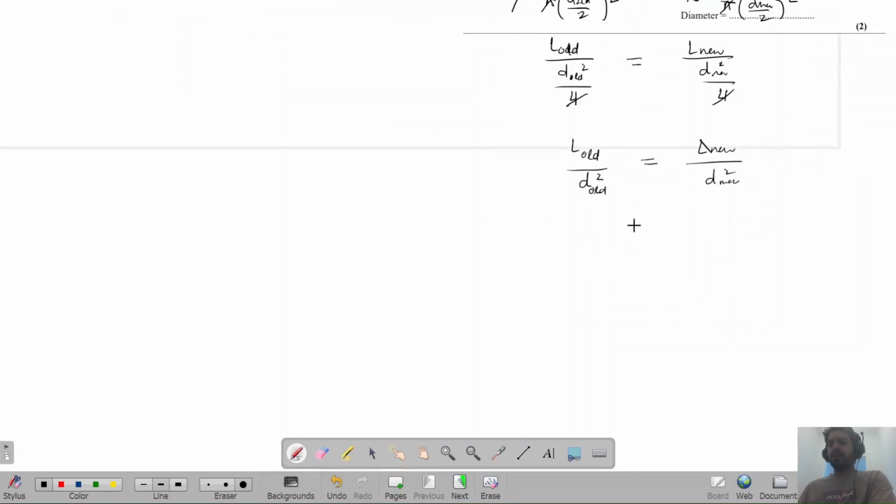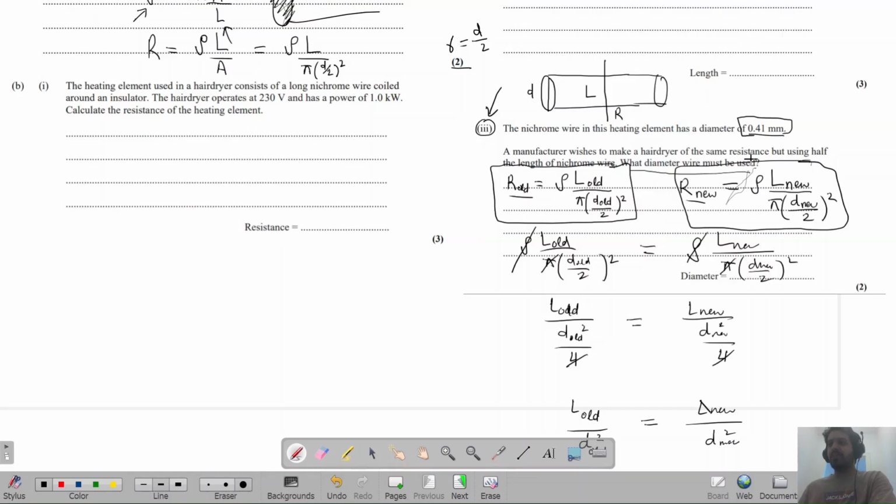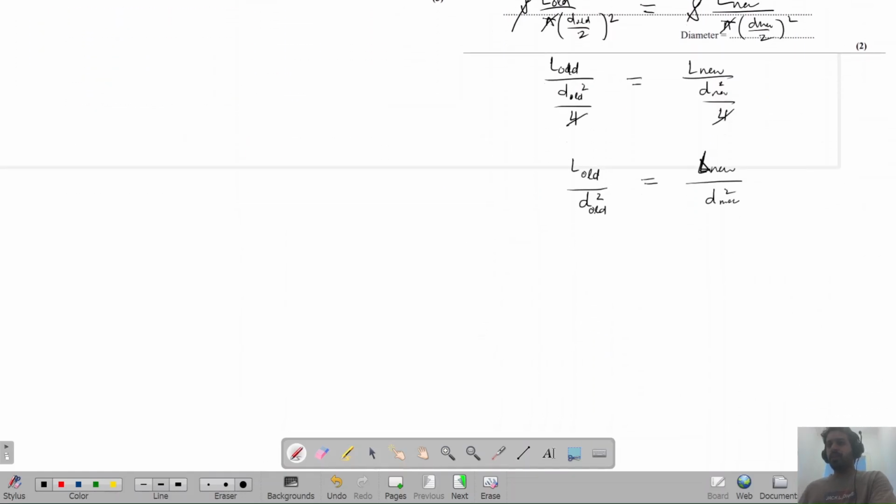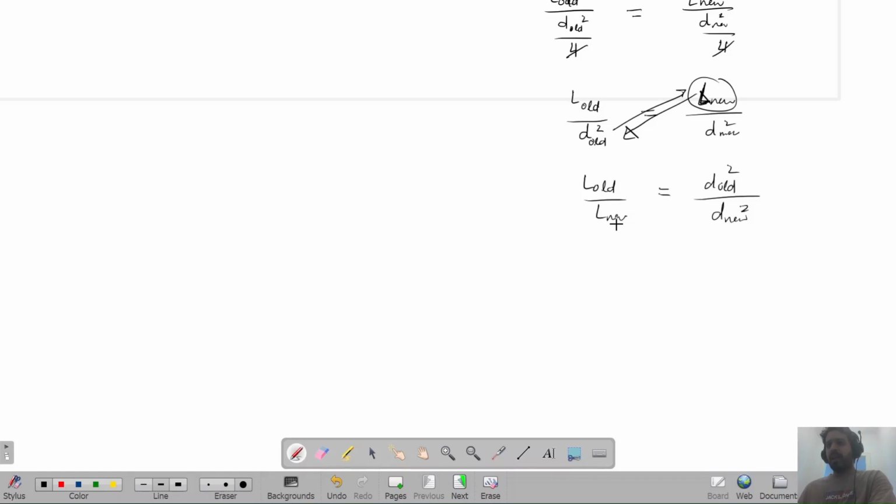And now we are given that the new length is half of the original length, right? So this part right here in the question, using half the length of nichrome wire. So that's why we know the new length in terms of the old length. So first of all, let me rearrange this equation. L old divided by L new equals d old square divided by d new square. I just moved this L here and this d old square here.